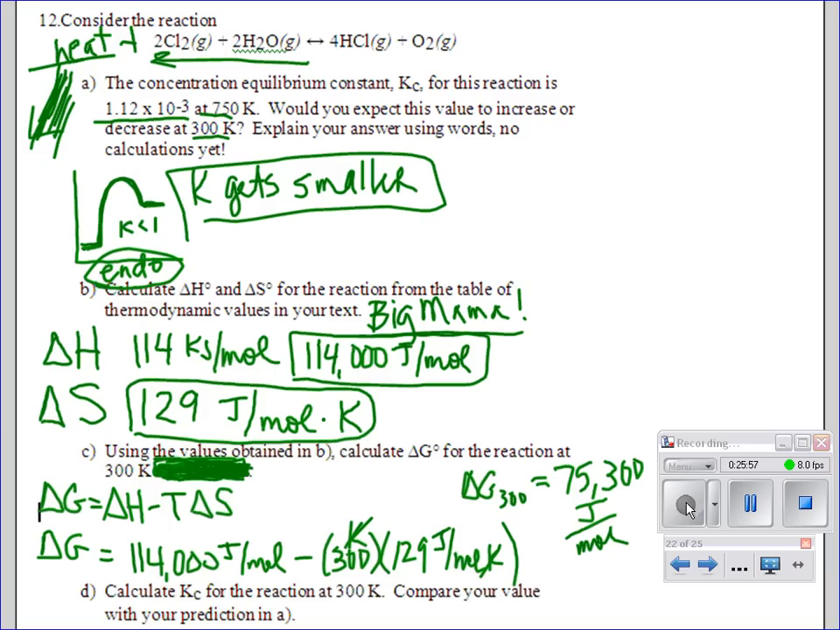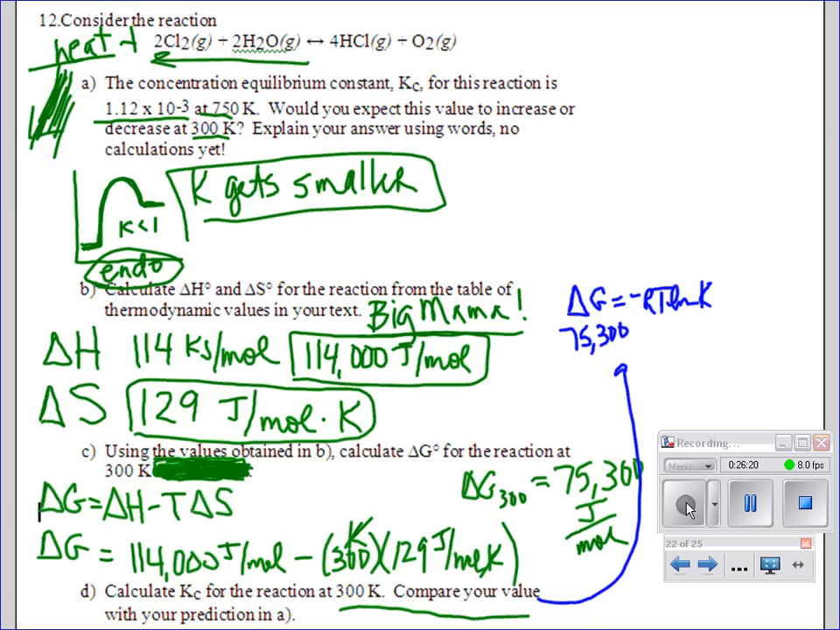All right, we're almost done. Now, the point was to see what happened to K at 300. So how do we find K? Negative Rat Length. So I'm going to go ahead and move that up here. Delta G equals negative RT ln K. This is why we wanted to be in joules the whole time. So we get 75,300 joules per mole is equal to negative 8.31 times the temperature of 300 times the ln of K. We're solving for K.